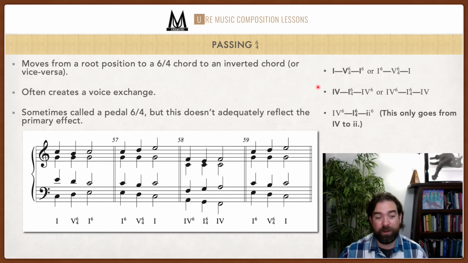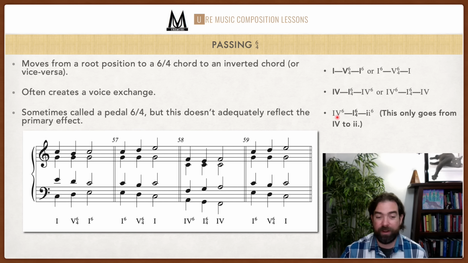So there are a few ways we can write this. Typically 1 goes to 1/6, like you see here. The 4 goes to a 4/6, or the 4/6 comes up to a 4 in root position. So it's either going from a first inversion to a root position triad with a passing chord in between, or it's going from a root position triad to a first inversion chord with that passing chord in between. It's going to be one of these two options here.